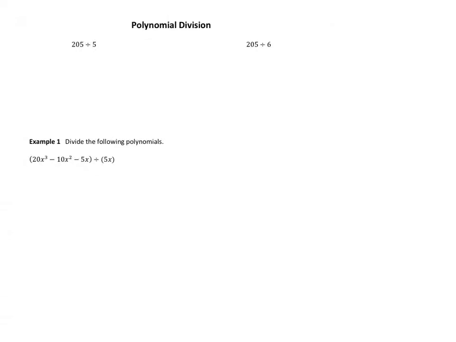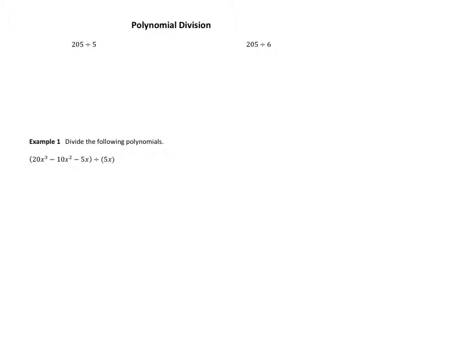We defined how to add, subtract, and multiply polynomials, so for this lesson we're going to focus on polynomial division. So basically we're going to go over an algorithm that will do this for us, and that algorithm is the same as what you would use on integers. So I'd like to look at these two examples. That is 5 divided into 205, as well as 6 divided into 205.